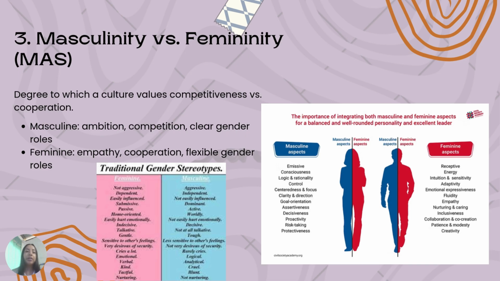The third is masculinity versus femininity. Masculine culture encourages assertiveness and achievement. Feminine culture prioritizes relationships, quality of life, and survival. These values affect communication skills and expectations in social interactions.